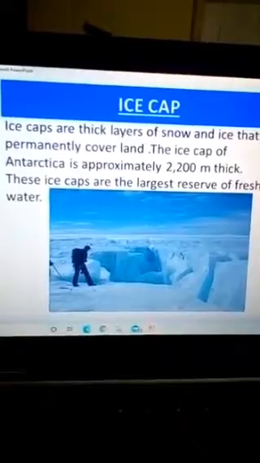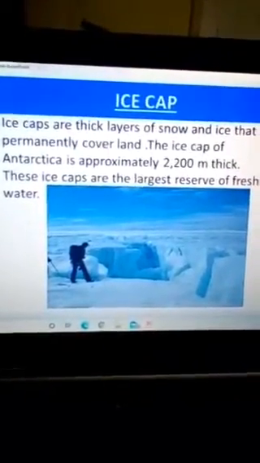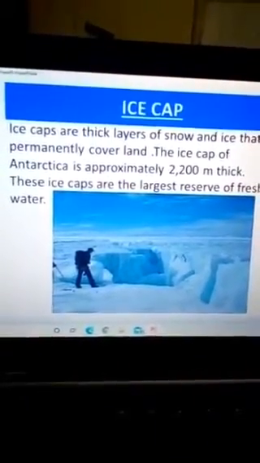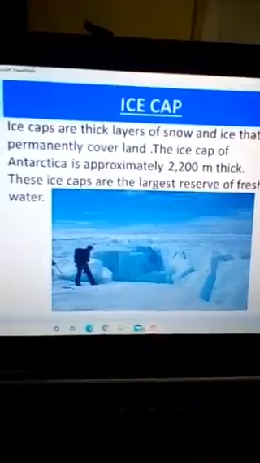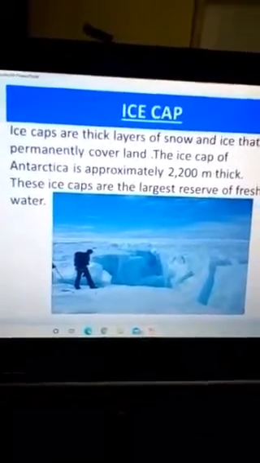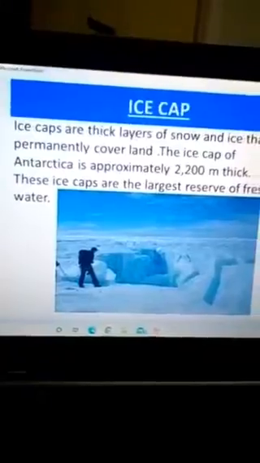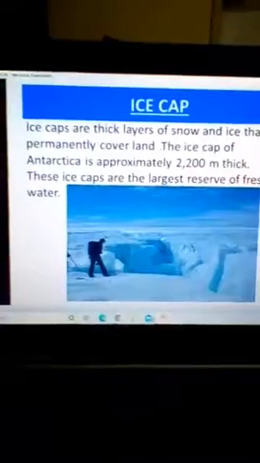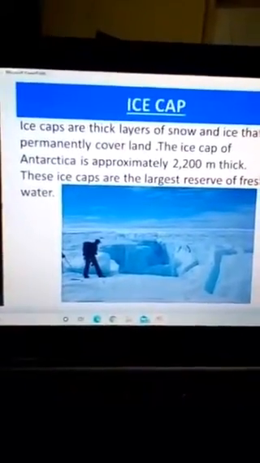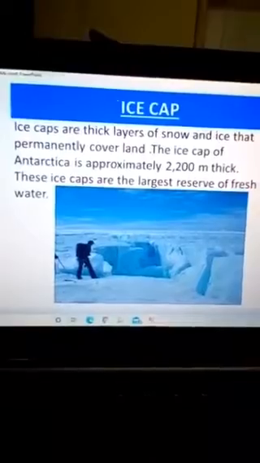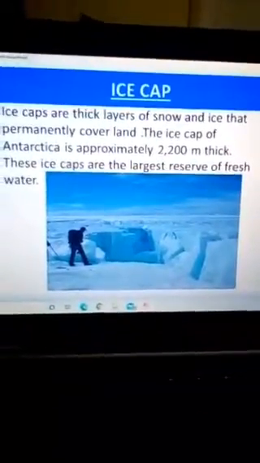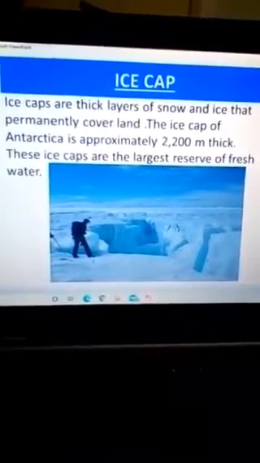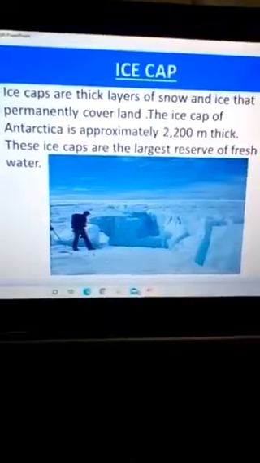The ice cap of Antarctica is approximately 2,200 meters thick, and it has added to the original surface area and the height of the continent. This is also the reason why Antarctica is known as the White Continent. The Antarctic ice caps are the largest reserves of fresh water in the world, and they contain about 70% of the world's fresh water. Now, if there were no ice caps, what would happen?